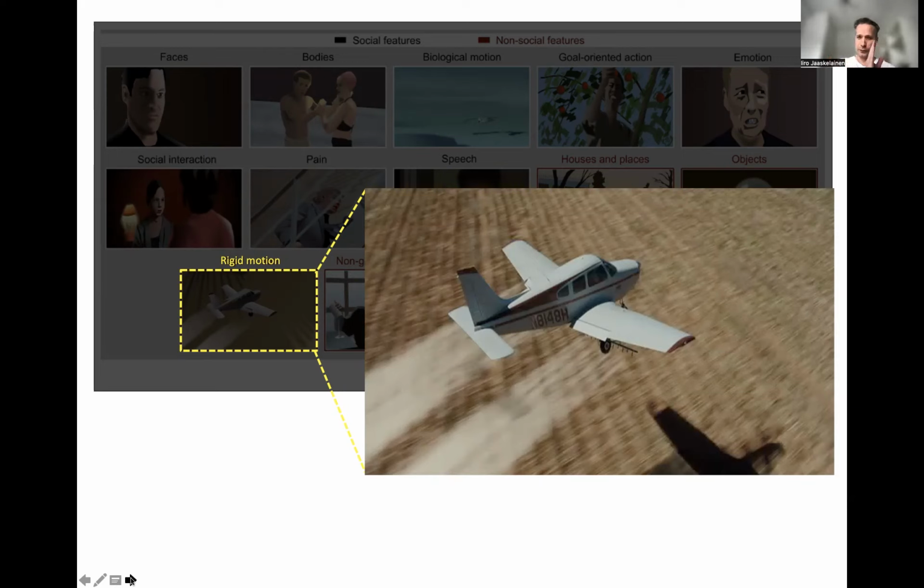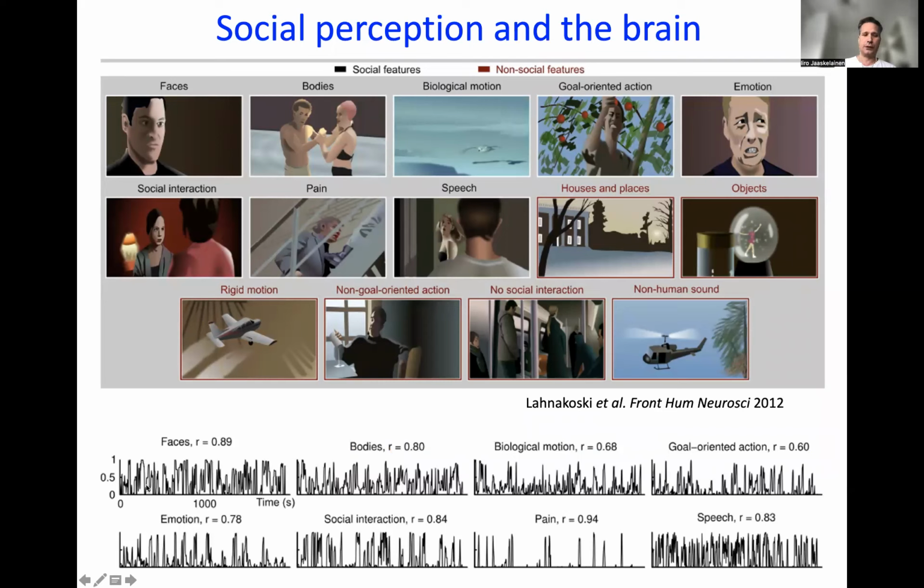And so we ran this experiment, and two different raters said when there were faces in these videos, bodies, biological motion, and so on and so forth. You can see some were very easy for these volunteers to rate. The inter-rater reliability correlation was 0.94, so almost total agreement on when there is pain in these videos. But for something else, like goal-oriented action, there was less agreement. The correlation was 0.6, which means that 36% of the variance between these two ratings was explained, one by the other.